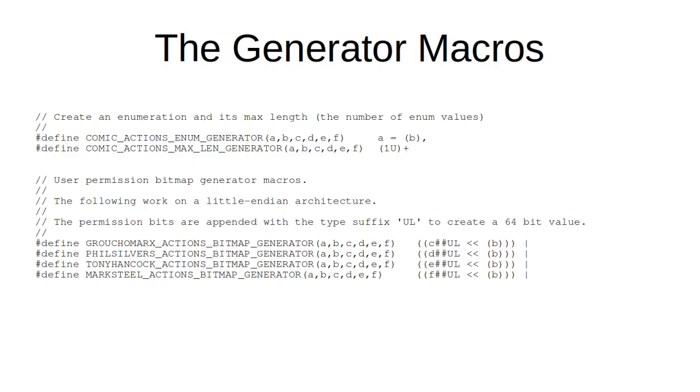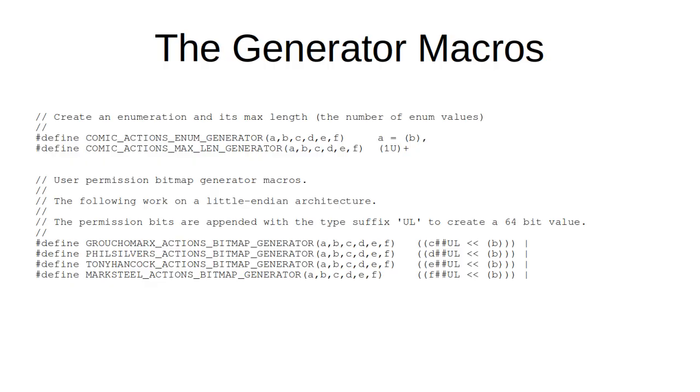Next we have the generator macros. Every macro needs 6 formal arguments matching the 6 actual arguments that the table supplies. Here we have 2 generators to create the enumeration list and the maximum length values. These were covered in the previous video.